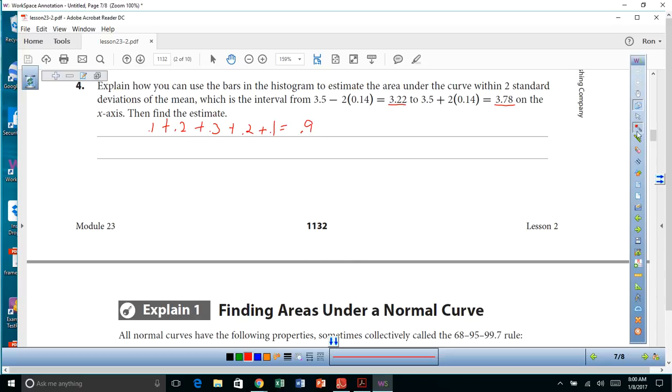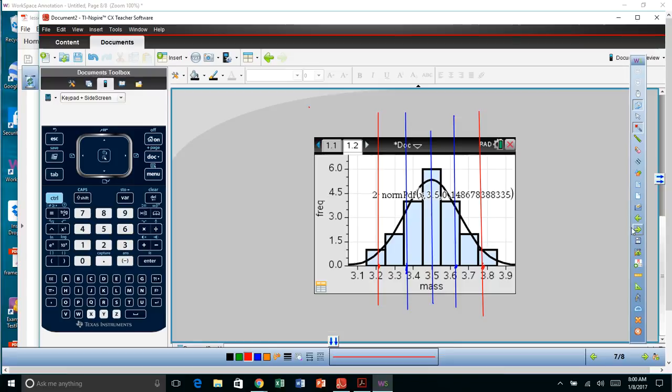Okay, and then if you go back and look, we're not taking that part right there, and we're not taking that part right there. We said at the very beginning that this was 95%, and so we took 90%. 1, 2, 3, 4, 5. See, we're missing that little bit right there, and we're missing that little bit right there. So, like I said, it's an estimate.